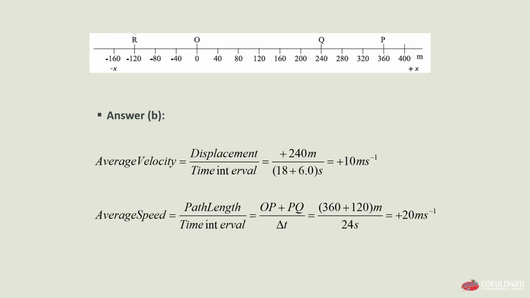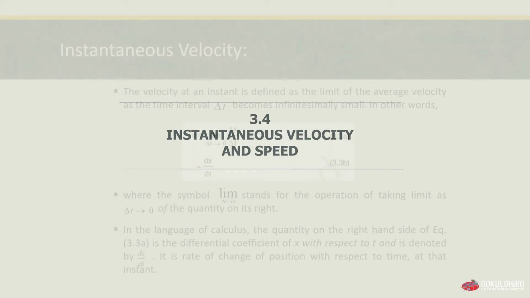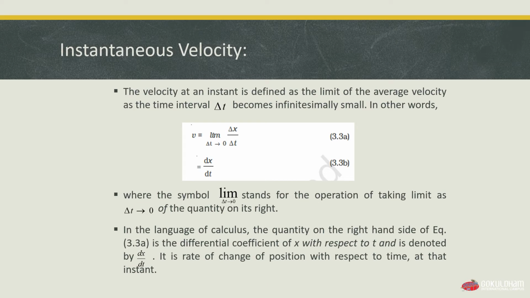Now we will start another topic, which is instantaneous velocity and speed. Starting with instantaneous velocity. As we know, the average velocity tells us how fast an object has been moving over a given time interval, but it does not tell us how fast the object is moving at different instants of time during that interval. If you want to know how fast the object is moving at a particular instant, we have to use another quantity, which is instantaneous velocity, or simply velocity at an instant t.